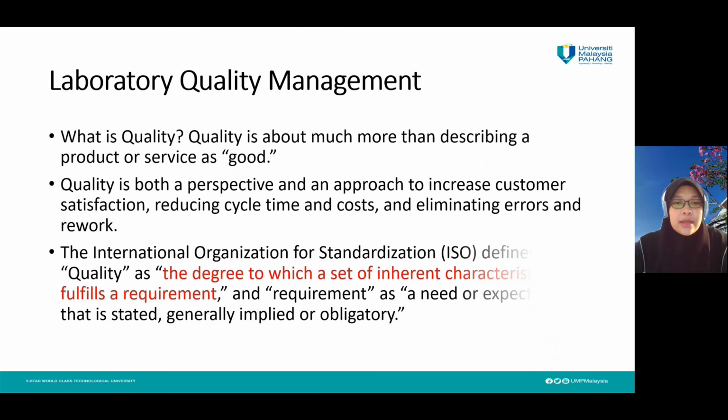I said just now, today I'm going to introduce you to this course. When we talk about laboratory quality management, the first thing that we need to know is what is quality. Quality is about more than describing a product or service as good.